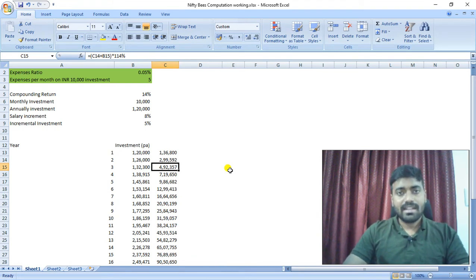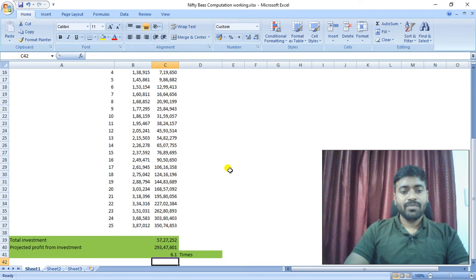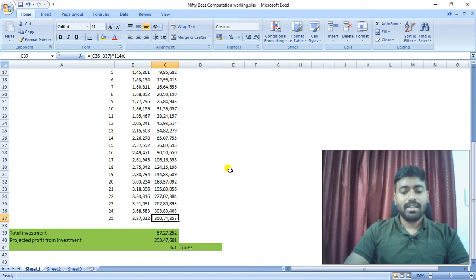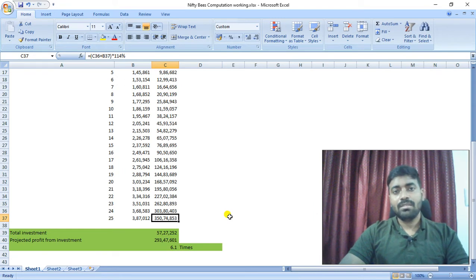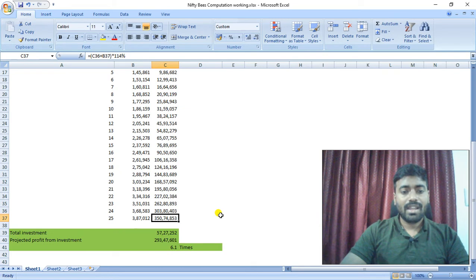I'll do one thing, I'll attach this sheet in the description, so that you can download this sheet. And if you come to the 25th year, so at the age of 50 years, by putting 1,20,000 with a 5% increment every year, you have created a wealth of 3 crore 50 lakhs, which is quite big. So if you want to retire at the age of 50 and you want to live a moderate life, then aram se you have a good portfolio, you must have a good amount of money in your hand, so you can start that one.